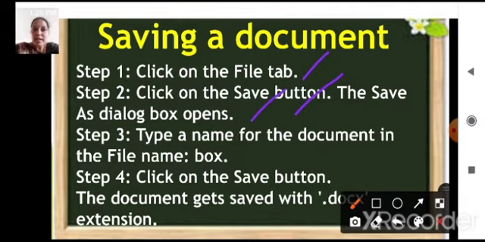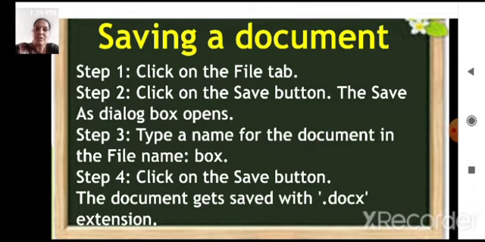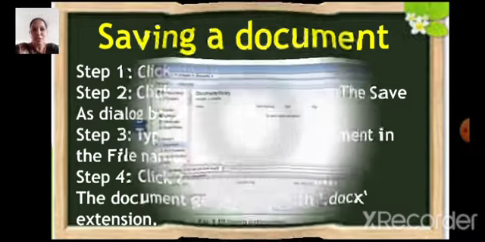A Save As dialog box appears. In that you have to type the file name. Which file name you need for your file, you can type in that. After typing the name in the file name box, you have to click on Save button. So the document will get saved with the name which you have typed in the file name box.